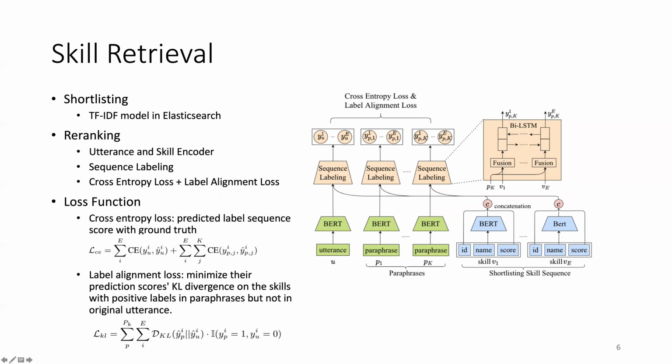The ranking model is shown on the right. The re-ranking stage model takes the original utterance and the top K paraphrases, and also the shortlisting skill sequences calculated from the shortlisting stage. They pass to a BERT encoder to calculate their representation and pass to a BiLSTM module to predict the sequential labels for each utterance and paraphrase.